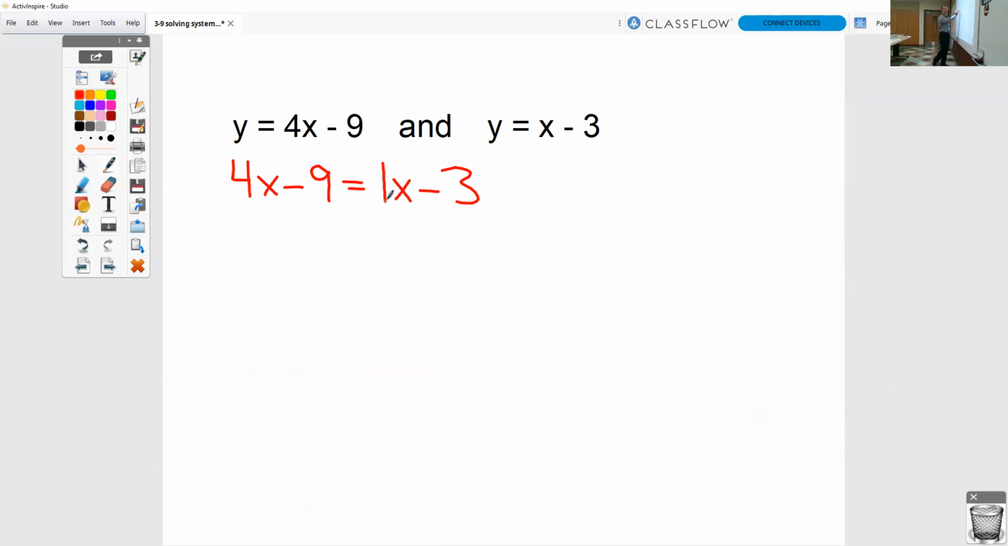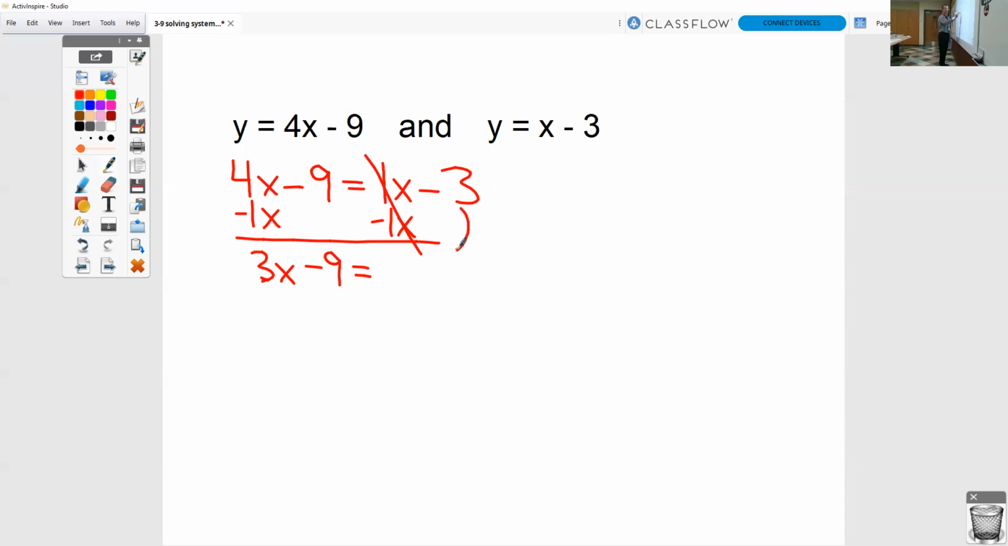I know that there's really a 1 in front of that x, so I'm going to put it there. You have letters on both sides. I like working with the smaller of the two letters first. So I'm going to do minus 1x and minus 1x because you want to get all the letters onto one side. 4x minus 1x is 3x minus 9.